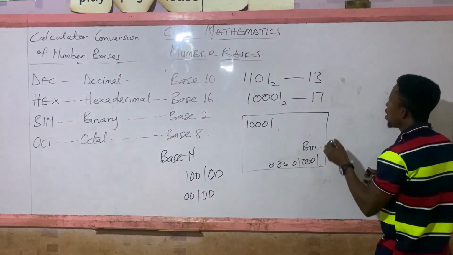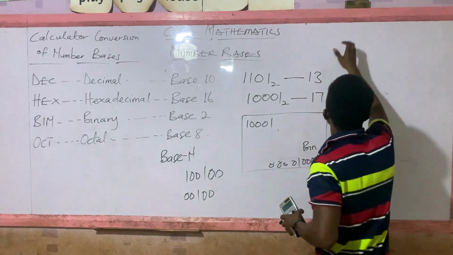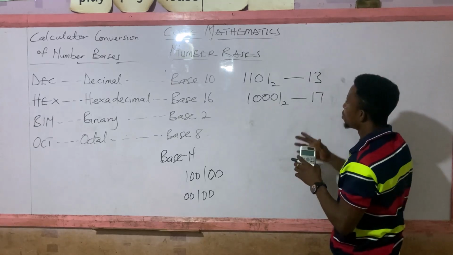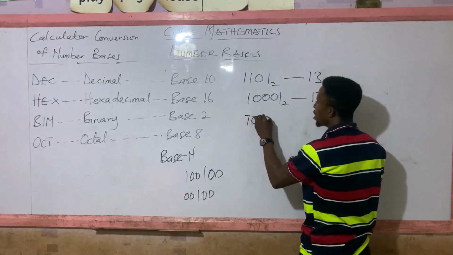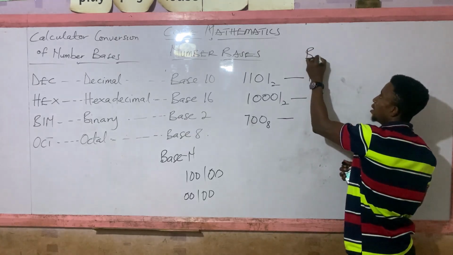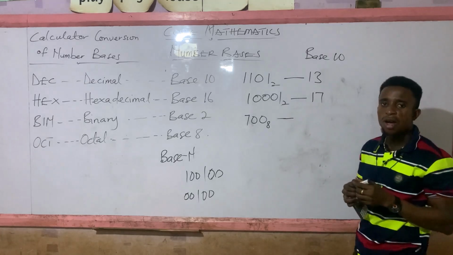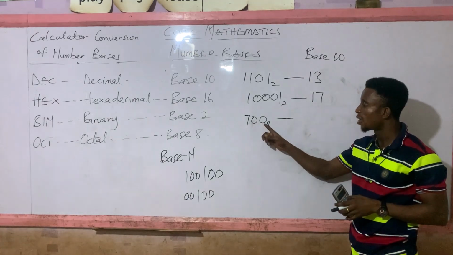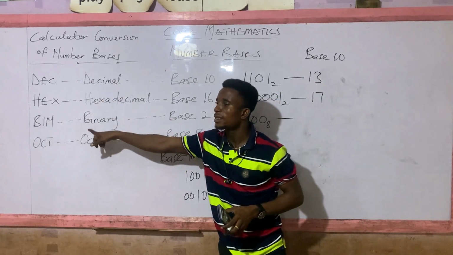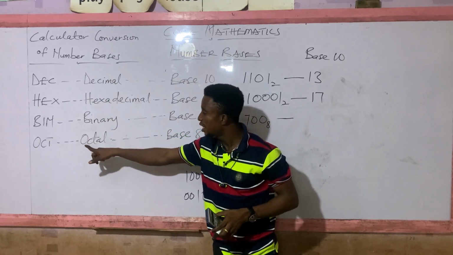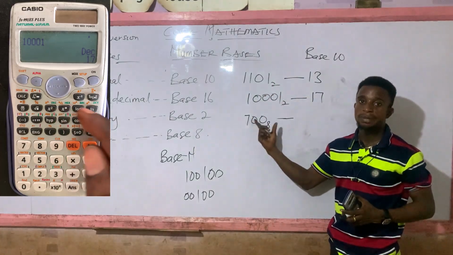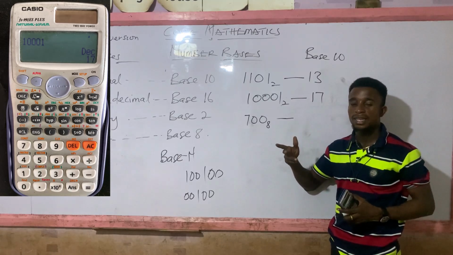So let's imagine I also give you, let's say, 700 base 8 to convert to base 10. What do we do? I have 700 base 8 to base 10, and the calculator can convert it to base 10 because these particular symbols or abbreviations have the octal, which is base 8, inside. So the calculator can convert this base 8 to other bases. Are we getting that? Are we okay?